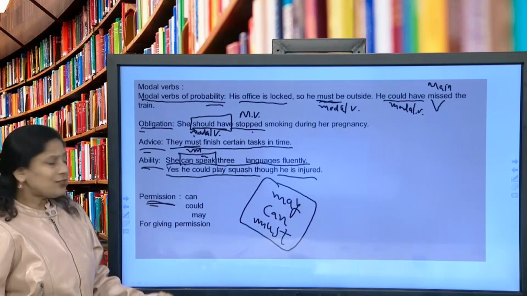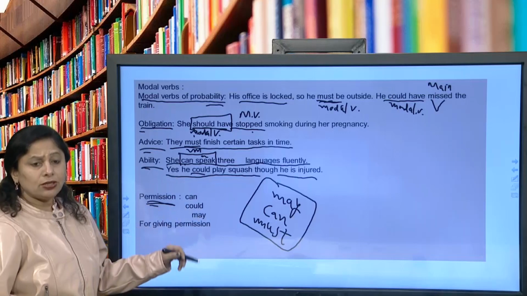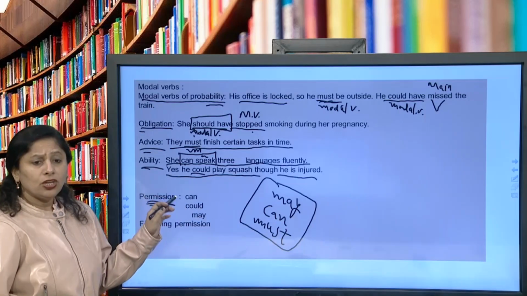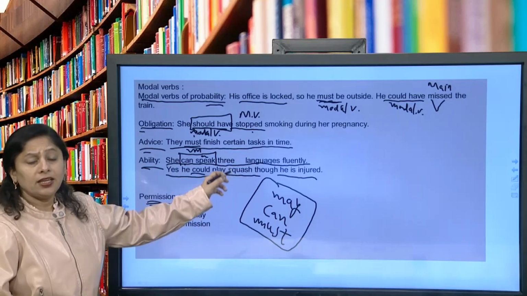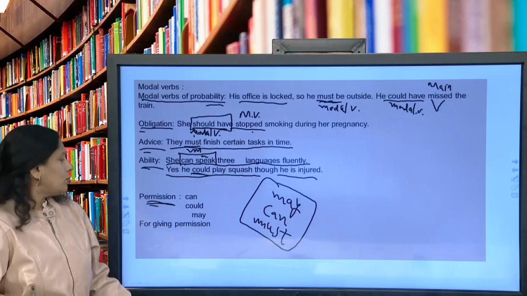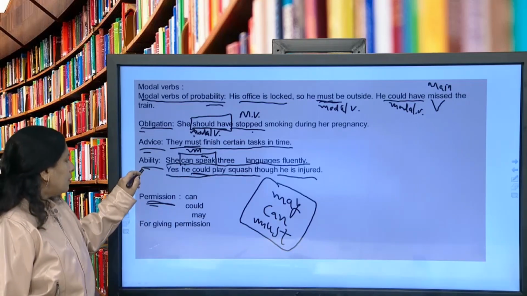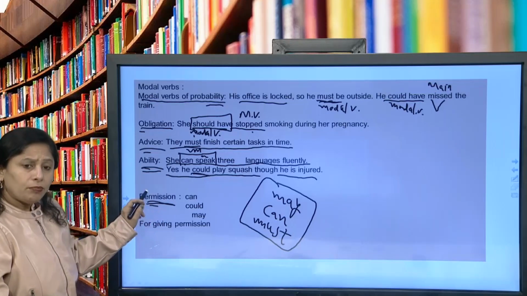Yes, he could play squash though he is injured. He could play. Could shows the capacity, the ability, that though he is injured in his leg, still he could play squash. So this is the functioning of ability.